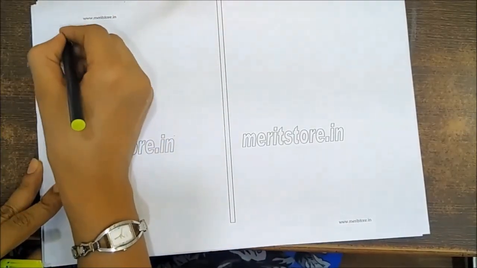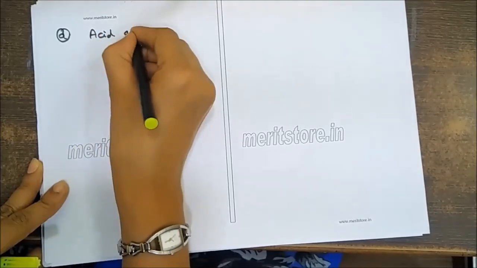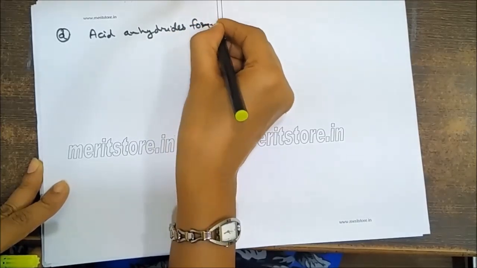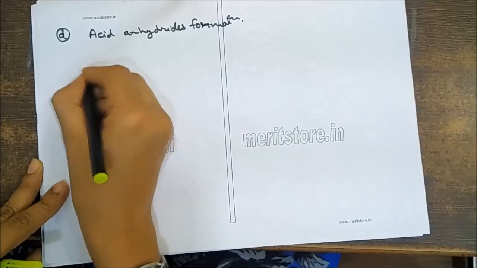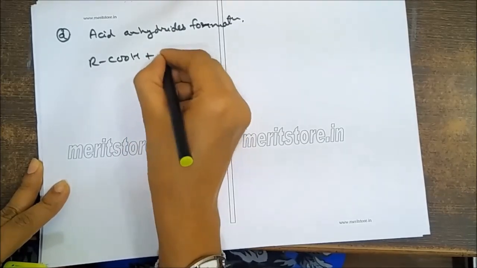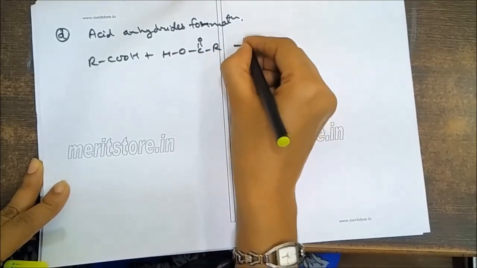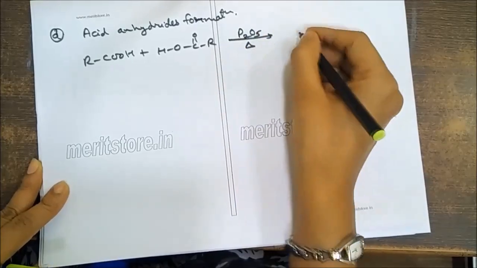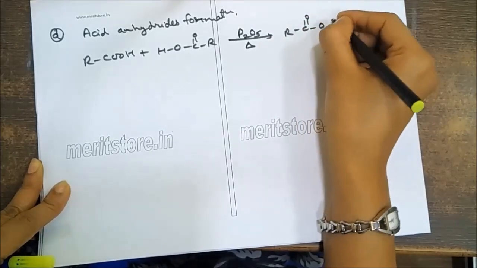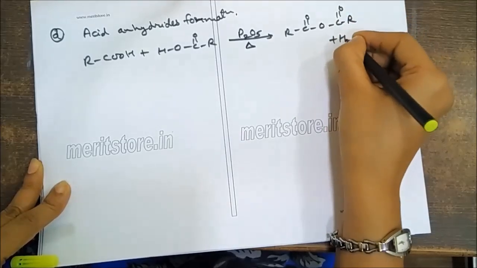Next is formation of acid anhydrides. When we react acid in presence of P2O5 and on heating, it will give anhydrides and water.